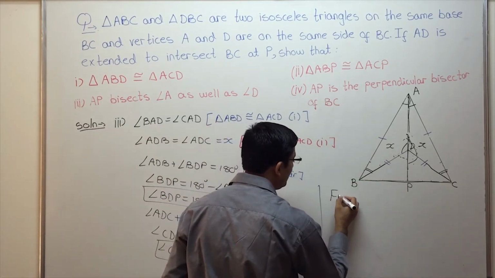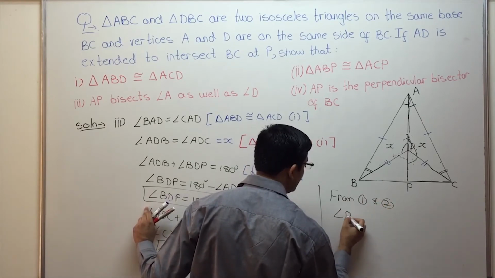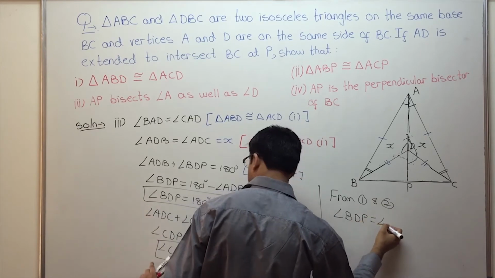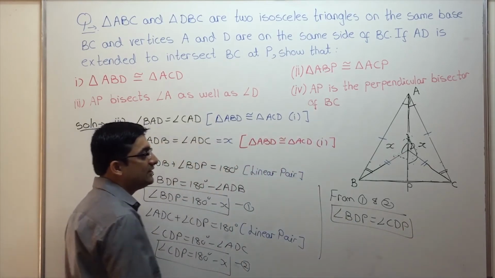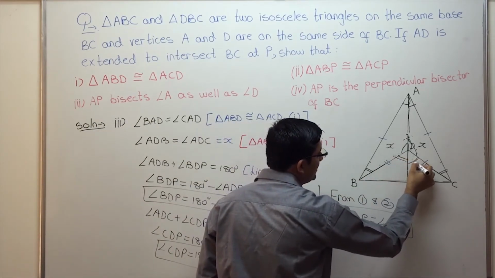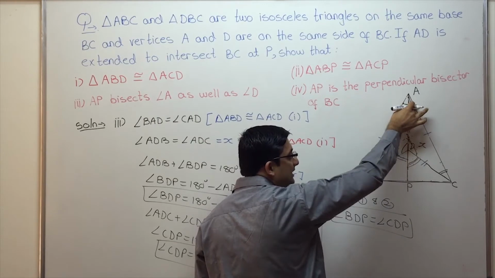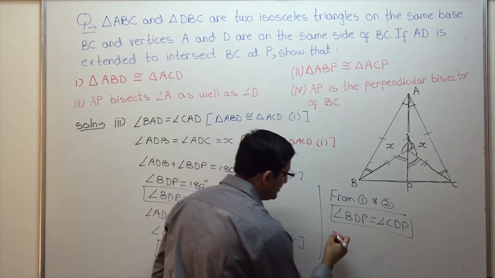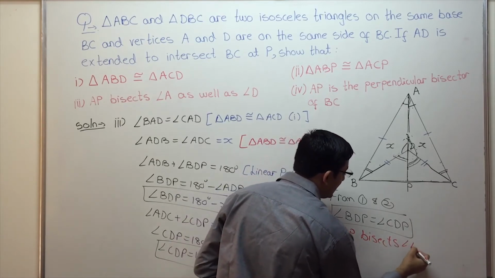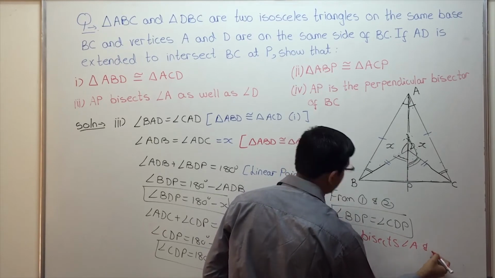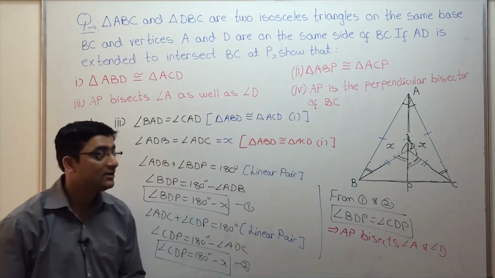So I'll write over here, from 1 and 2, we have angle BDP is equal to angle CDP. Right? So basically these two angles are equal. So this angle over here is equal to this angle over here, and this angle over here is equal to this angle over here. Therefore AP is bisecting angle A as well as angle D. So this implies AP bisects angle A and also angle D. Here also the two angles are equal, here also the two angles are equal. So this is how we can show it.